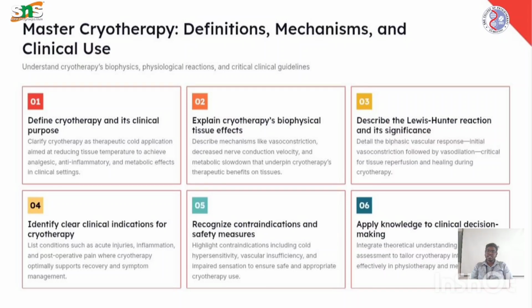The Lewis Hunting reaction and its significance: initial vasoconstriction followed by vasodilation, which is critical for tissue reperfusion as well as healing during cryotherapy. The clinical indications for cryotherapy are that it is mainly used in acute injuries, inflammations, and post-operative pain, where cryotherapy optimally supports recovery and symptom management.